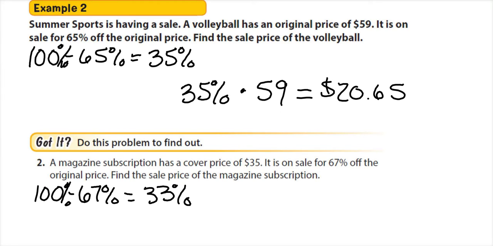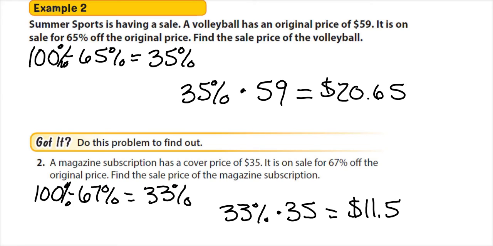All right, then we're going to multiply that. So it's going to be 33% times $35. And this comes out to $11.55. All right, not too bad, assuming that's a year-long one. That's only about $1 a piece, so that's not too bad for magazines.